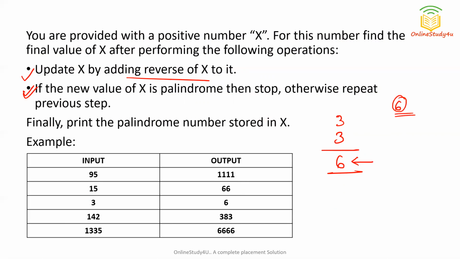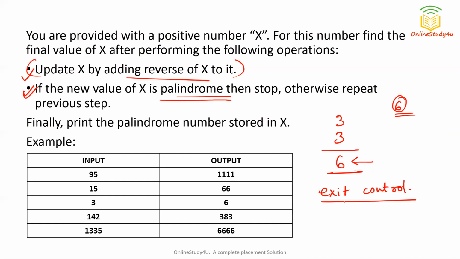Now do you get an idea what we can do? We can take an exit control loop. What is an exit control loop? In an exit control loop, the condition is checked at the time of exit. You can see after performing a particular task, we are checking one condition. What is the condition? Whether our number is a palindrome or not. So we can use an exit control loop.